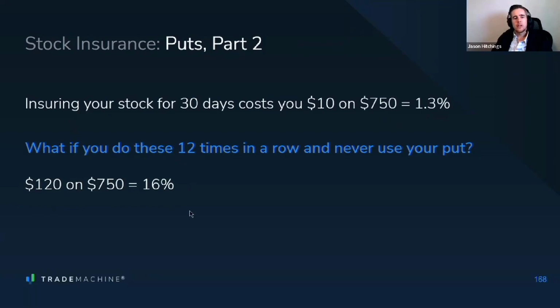But it's worth looking at if you did that 12 times in a row. If you did it for a whole year, then you've hurt your stock returns by 16%. And 16% by most standards would be a pretty good year for your stock returns. So if your stock went up 16% and you insured it with options the entire year in this scenario that we're talking about, you'd just break even. So if you do this over the long run, it will definitely eat into your profits, and the closer your insurance is to the current value of the stock, the more it's going to eat into your profits.